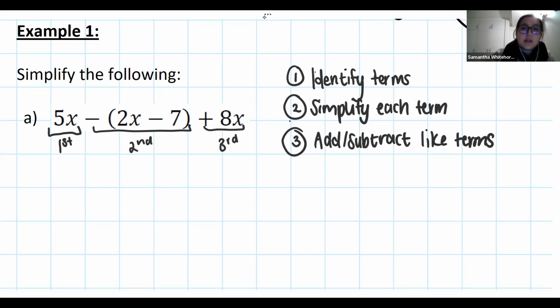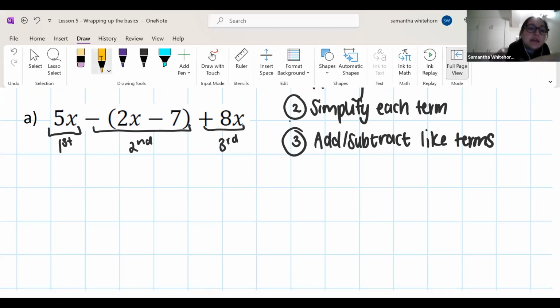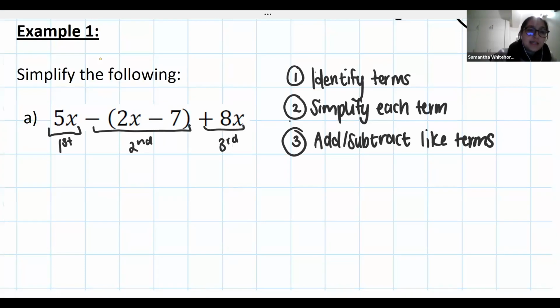I will give you a little hint here. Remember, in your second term, there's no number in front of this bracket, but there is that negative. So what you actually have here is a -1 that needs to be part of your distribution step. Remember, anytime there is no number in front of either a variable or a bracket, there is that invisible 1. We just don't write it in.